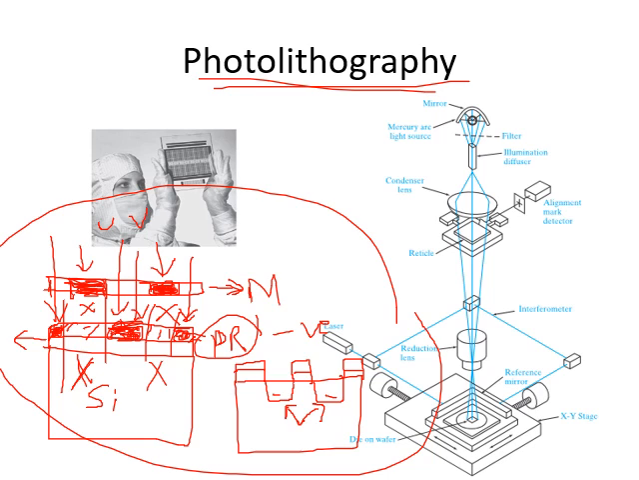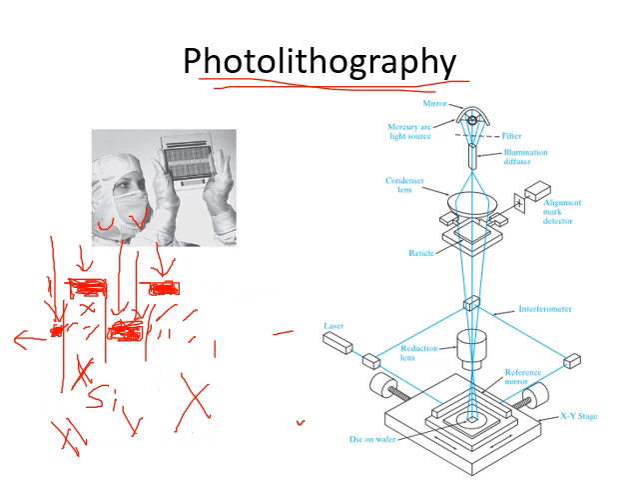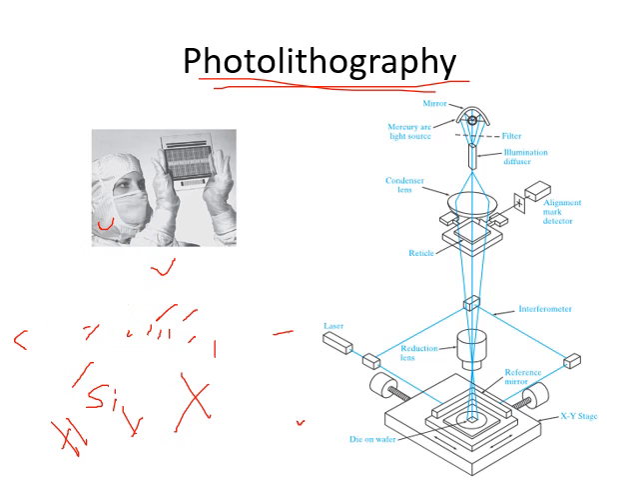Okay. If you want to do the reverse, say remove the exposed part, then you have to use positive photoresist. That is the difference between positive photoresist and negative photoresist. So how is it being done? Here we have some arrangements for the UV radiations to fall on the wafer.